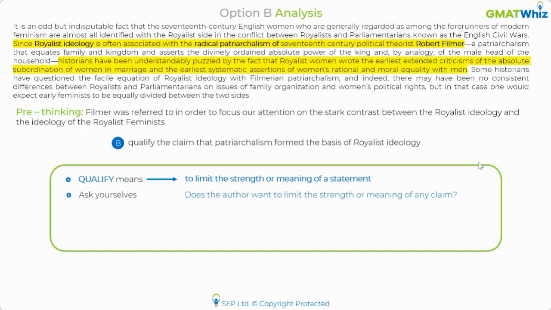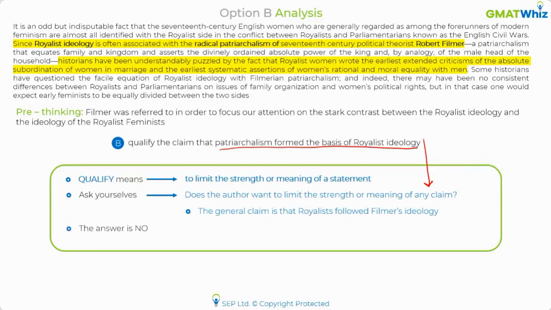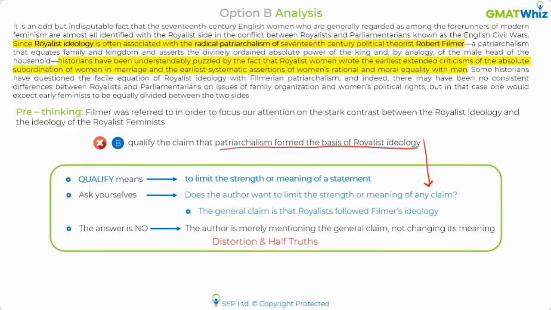So ask yourselves, does the author want to limit the strength or meaning of any claim? What claim? Okay, let's see. Here they are mentioning the claim that patriarchalism formed the basis of royalist ideology. Does the author question this? Does the author want to limit the strength of this? Does the author augment or enhance this? No, not at all. The general claim is that royalists followed Filmer's ideology. So the answer is no. The author doesn't want to limit the strength or meaning. He's just mentioning it for some other purpose. So again, this is a distortion. They have just picked words, added the word qualify, and okay.